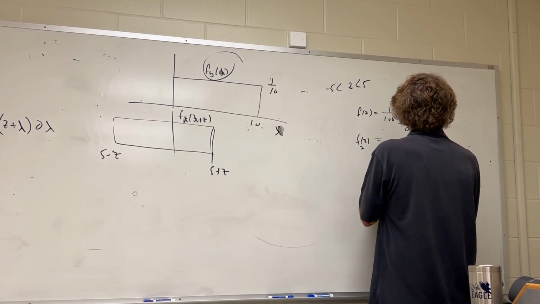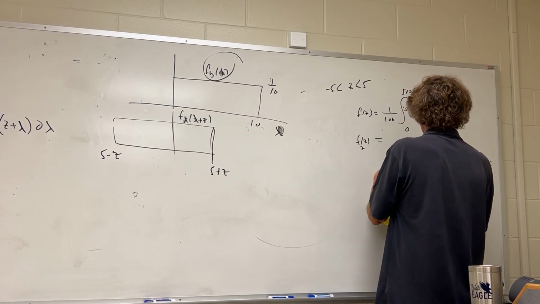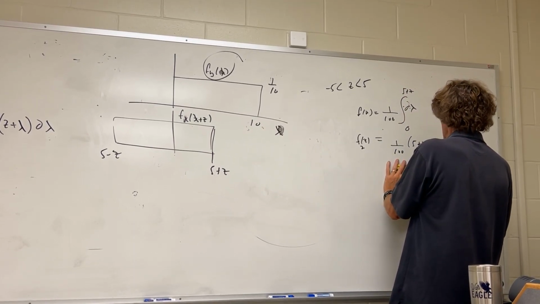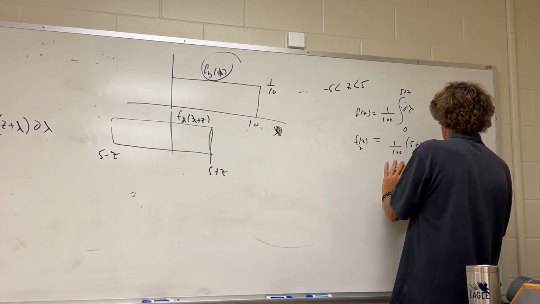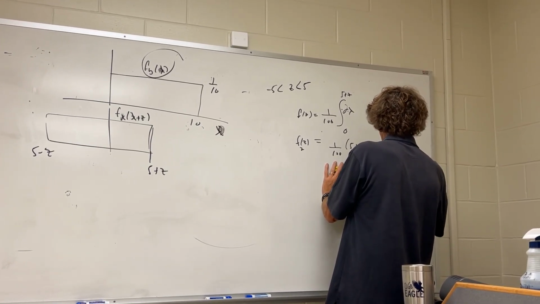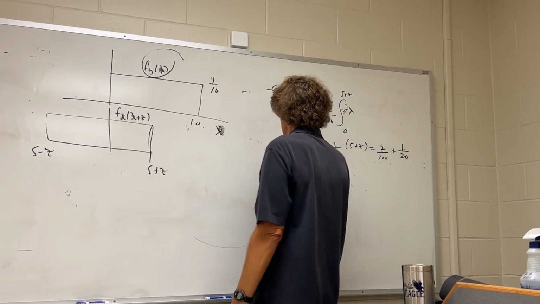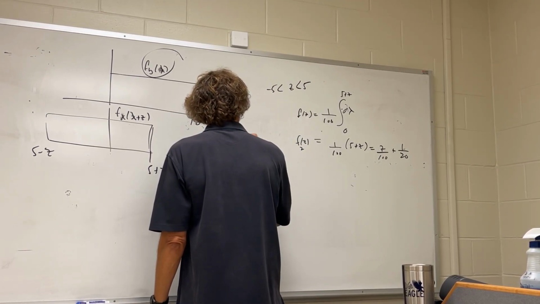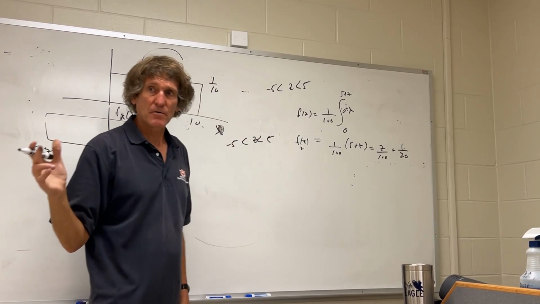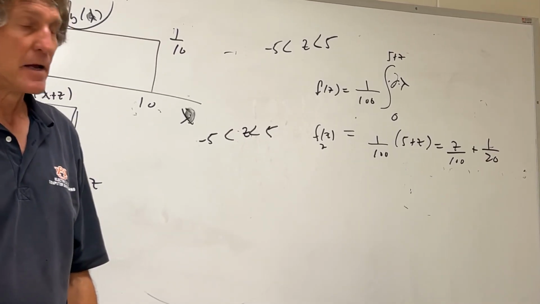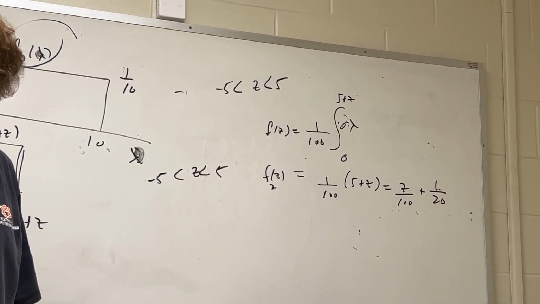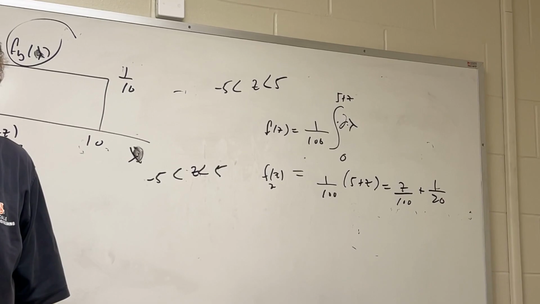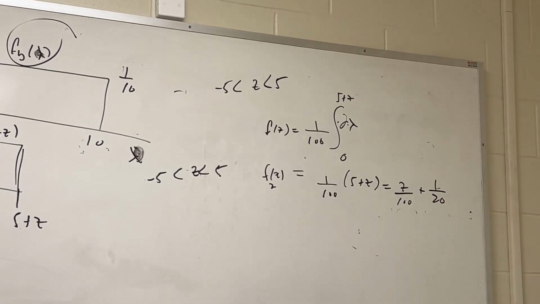And that would be times 5 plus z. So it should be z over 100 plus 1/20 for z minus 5 less than 5. Is that the correct answer there? Yes. Sorry, I was messing that up. Yeah, that's right. I forgot.